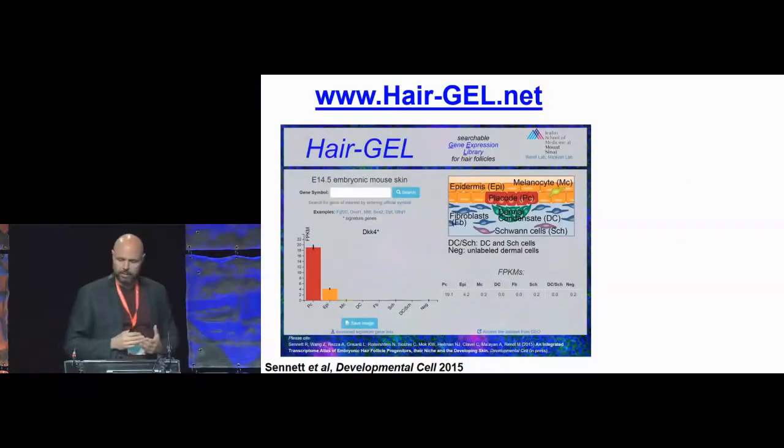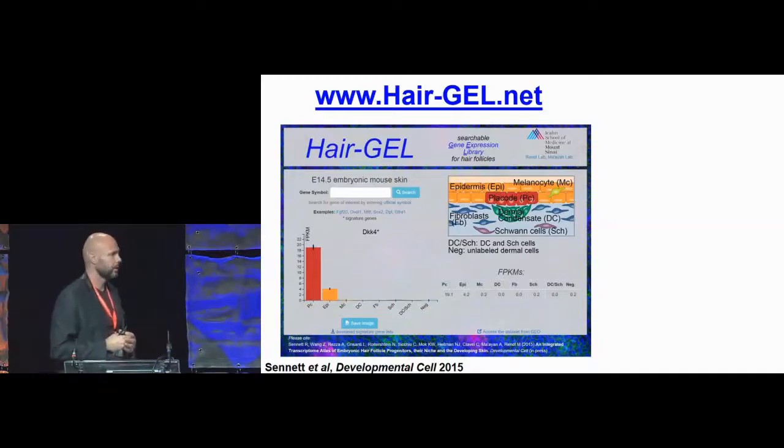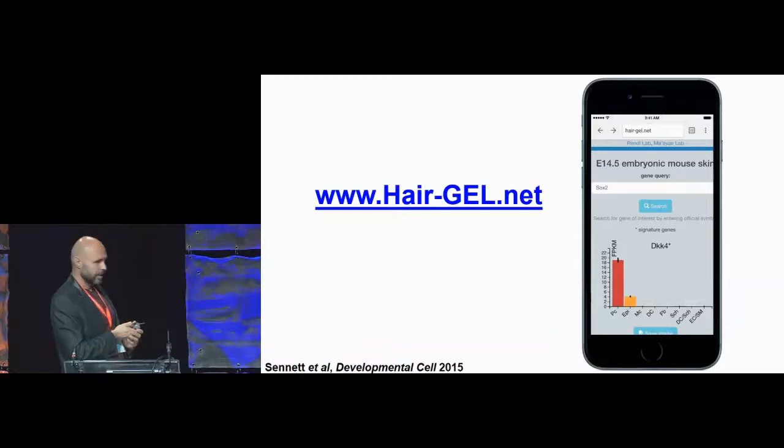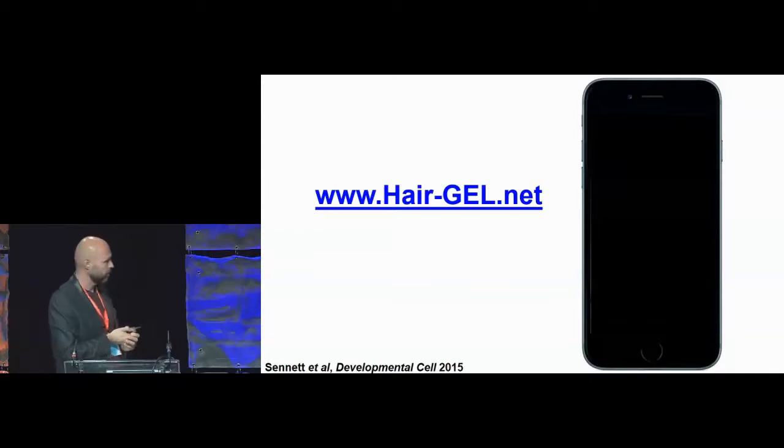An important point that I made already in the beginning is that it is really essential to share these transcriptome-wide insights with the community. So we created this platform, hairgel.net, short for Hair Gene Expression Library, where one can simply look up any gene. We made this very accessible and also mobile. You can simply look this up on your phone right now, and you could simply ask for SOX2 and see the dynamic arrangement of the gene expression.